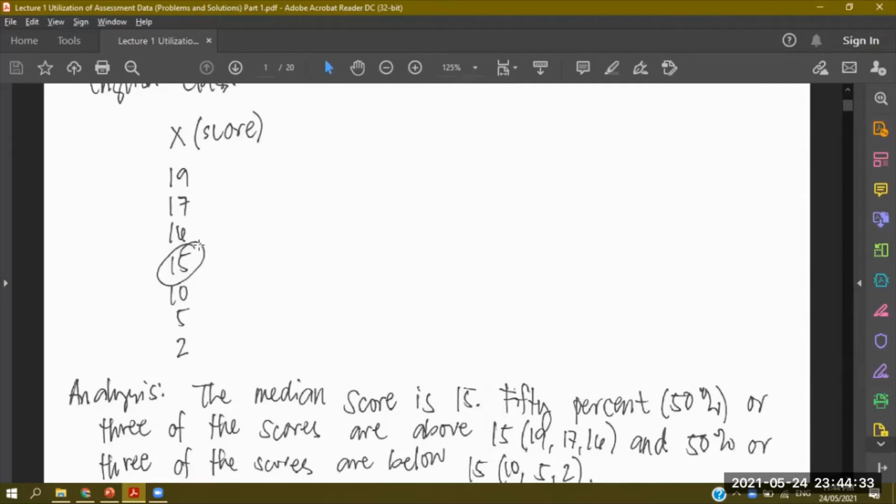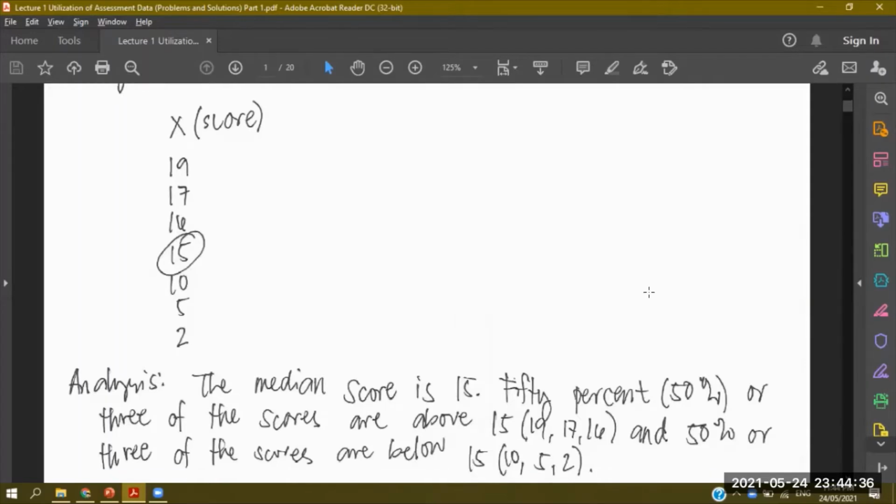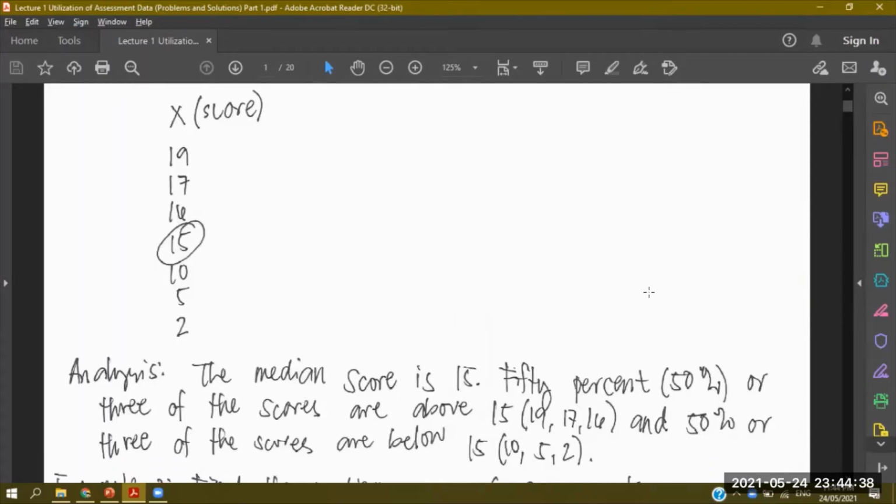Okay. Now let's try to look at the analysis, no, for you really to understand kung ano yung ibig sabihin natin ng 50% lies below the median score and 50% lies above the median score. Now, 15 here is called the median score. So if we're going to write our analysis, the median score is 15. Okay, so 50% or 3 of the scores are above 15 here.